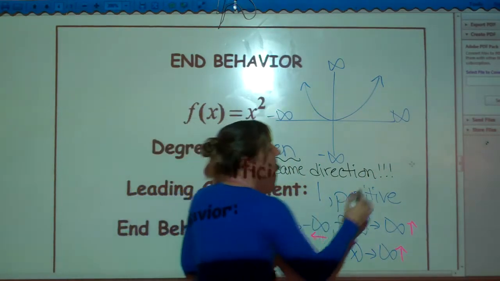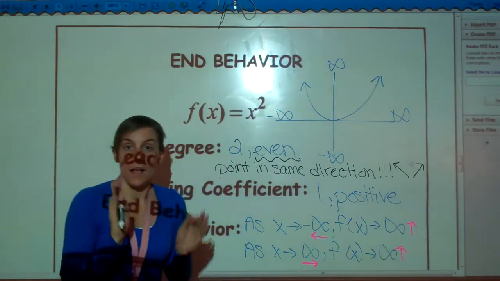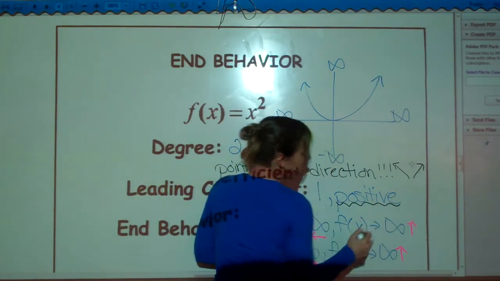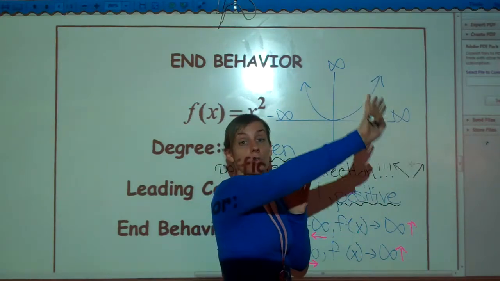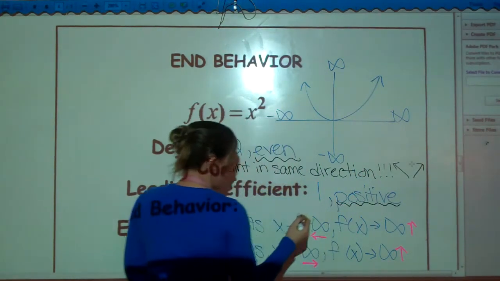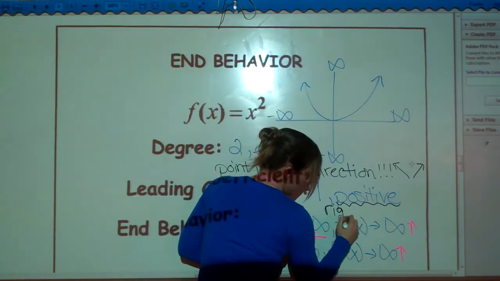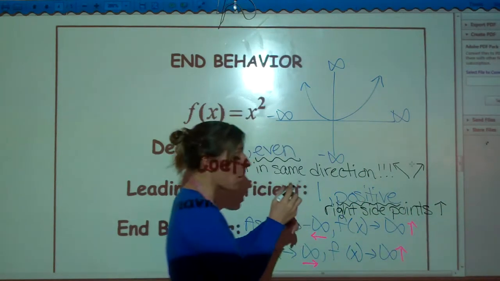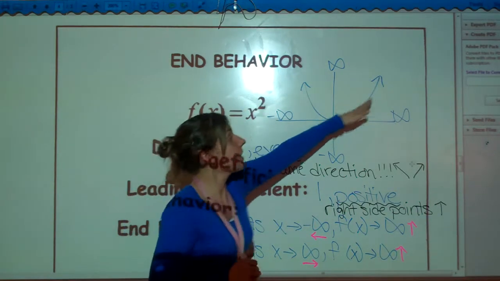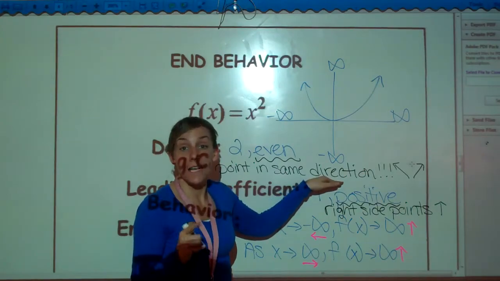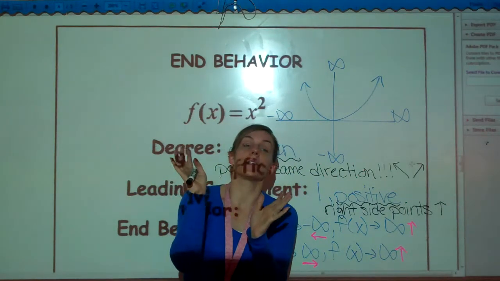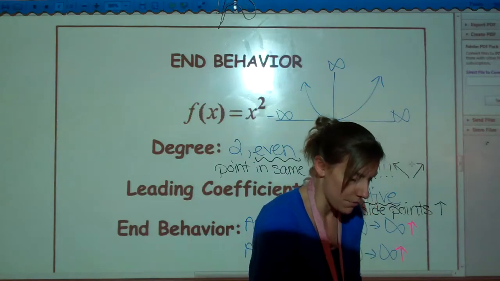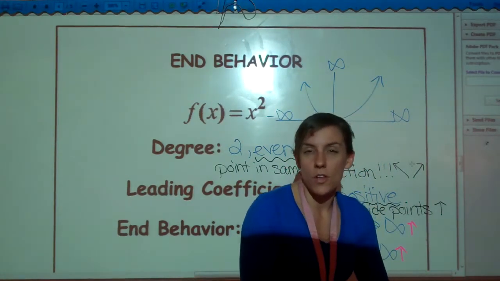In this case, they both pointed up. The leading coefficient, if it's positive, means that the right end goes up. So if we know that the right side points up in this graph, and we know that they're going to point the same direction, that means the left side also goes up, so it's positive infinity on the right and positive infinity on the left. We'll keep practicing that with some of the other problems, okay? But I just wanted to use x squared because we know what that looks like.